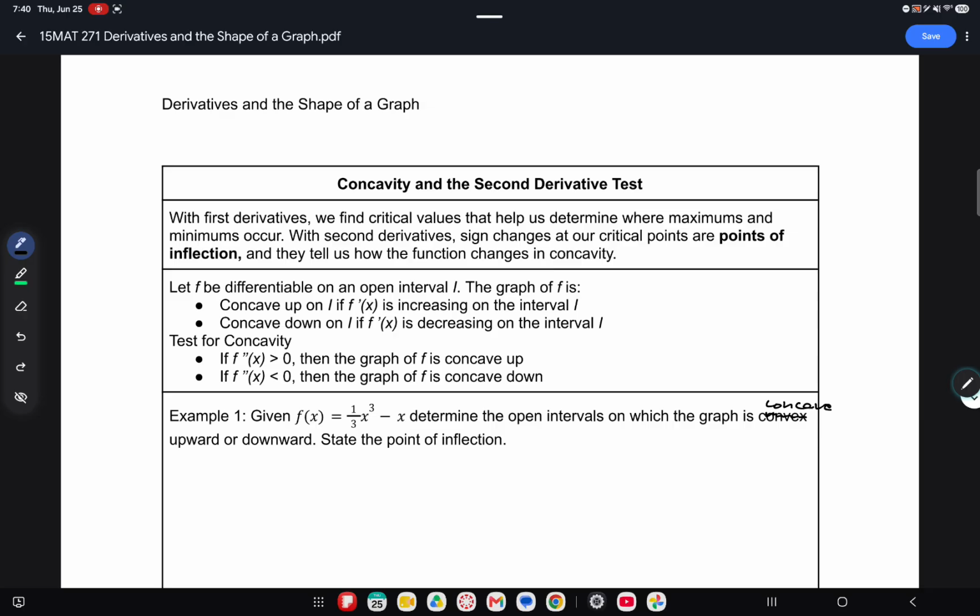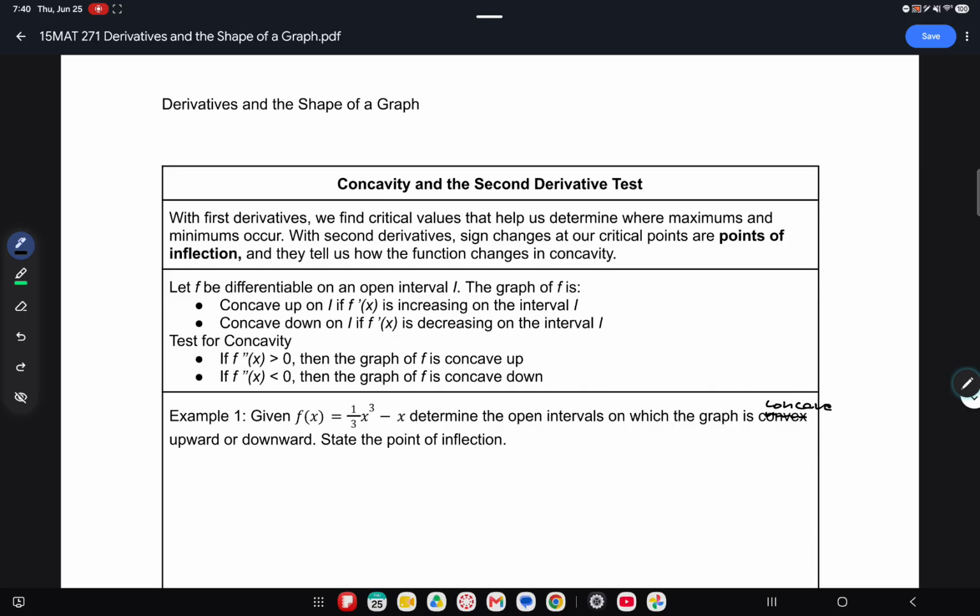And then here are just some facts to know. If we're concave up, then our first derivative is increasing. If we're concave down, then our first derivative is decreasing. And if our second derivative is positive, the graph of the function is concave up. And if the second derivative is negative, then the graph is concave down.